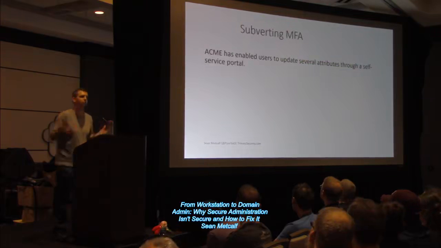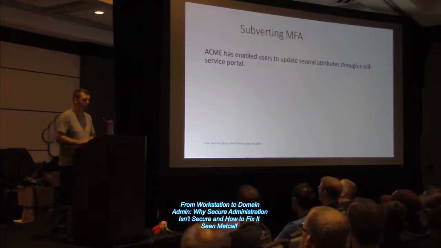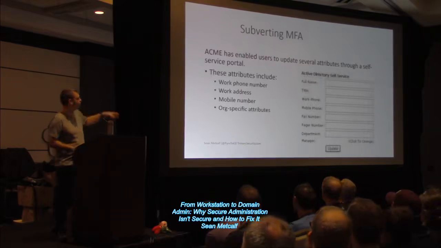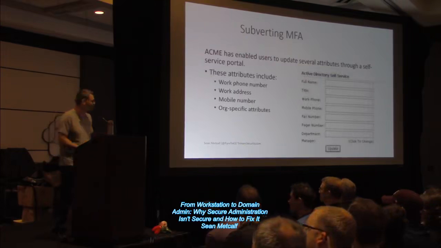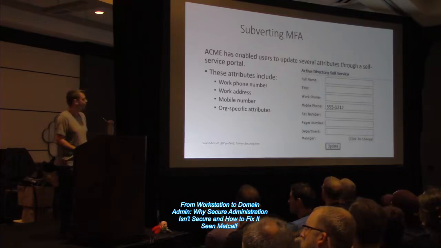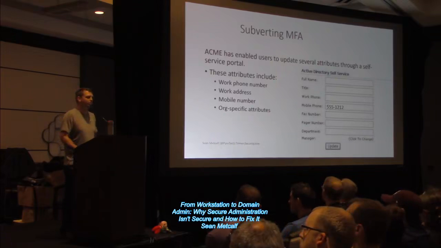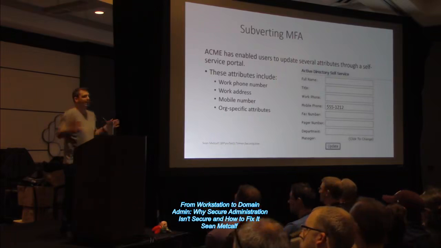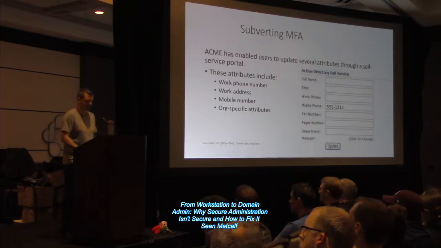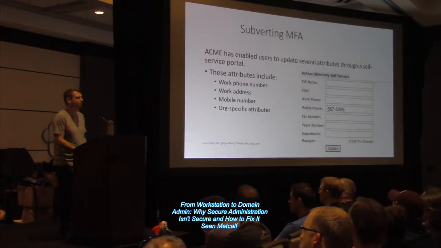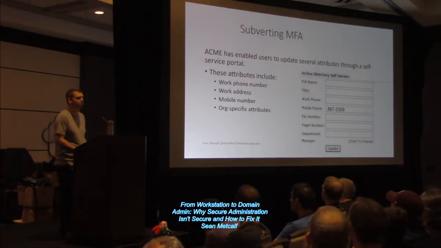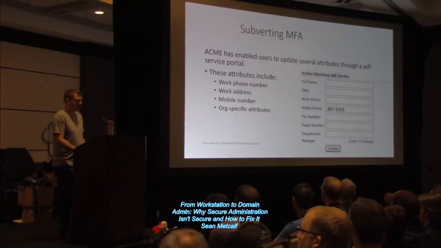Let's say that Acme has enabled our users to update several attributes through a self-service portal. A lot of large organizations have this. So they do the usual ones: phone number, work address, mobile number, or work-specific attributes, or whatever. Some people see where I'm going with this. And so they have 555-1212 as their mobile number, which works fine, which isn't used by anything in this organization that anyone really cares about for the most part. So let's say the attacker changes it to 867-5.